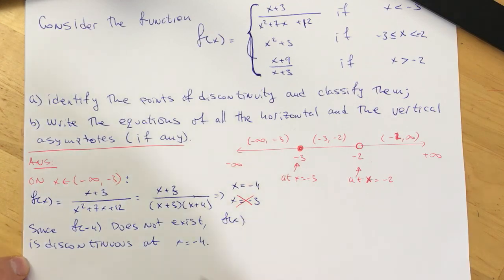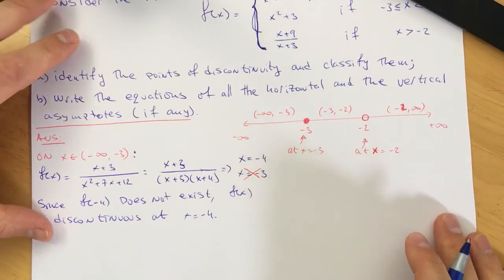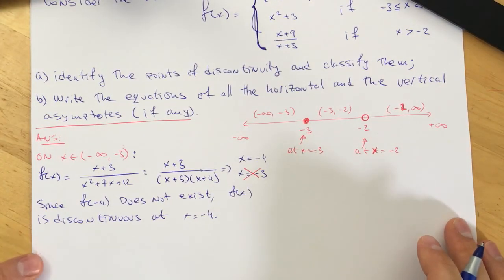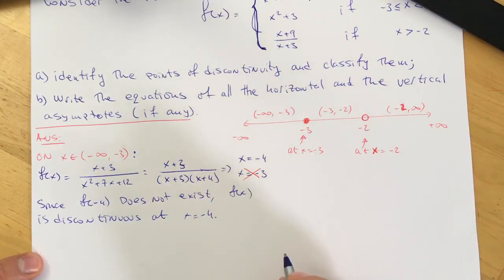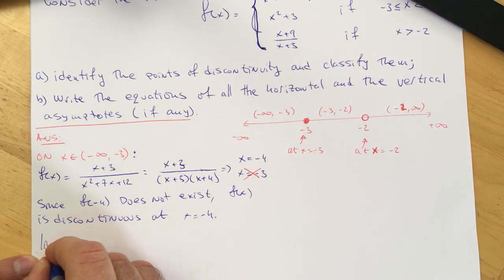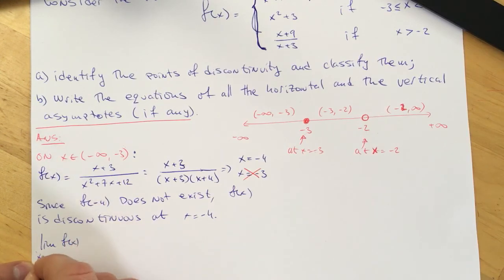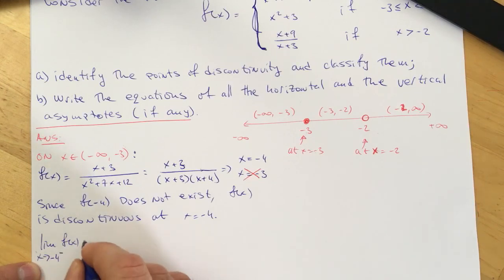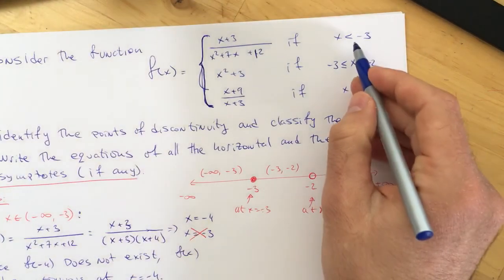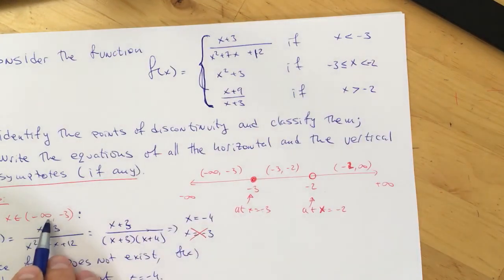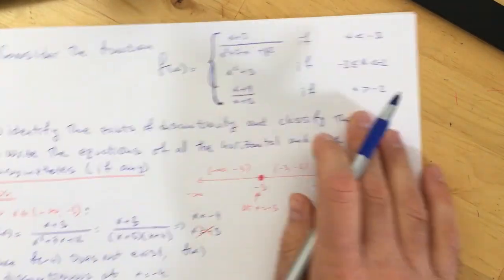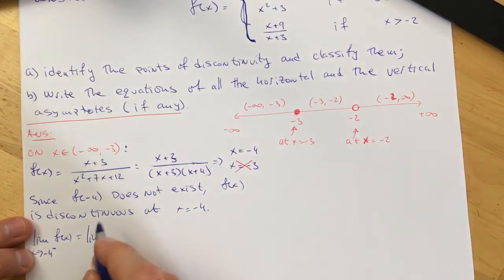Now, if we want to talk about the type of discontinuity, we have to use limits. So what happens to the limit of f(x) when x approaches negative 4? And now you can choose a side here, left or right. Let's say left. Then the limit when x approaches negative 4 from the left, definitely negative 4 is less than negative 3, is in this interval, which means f(x) is this.